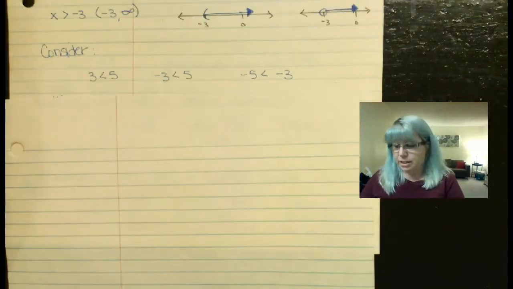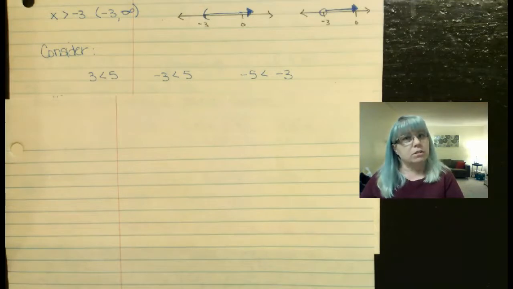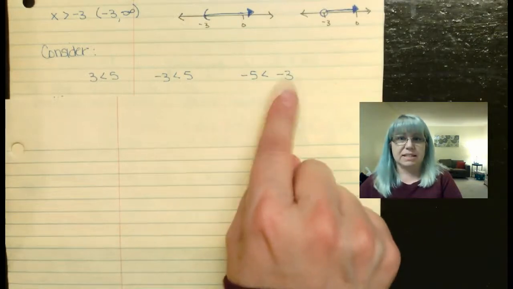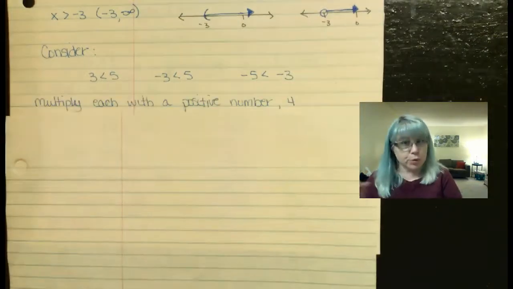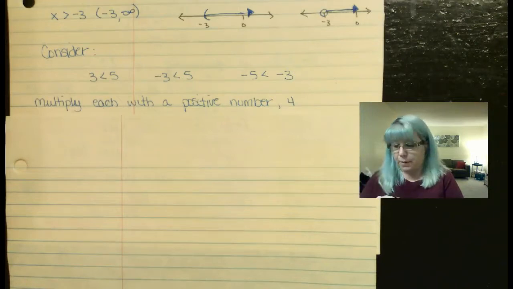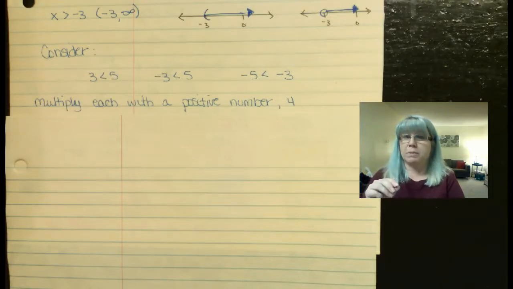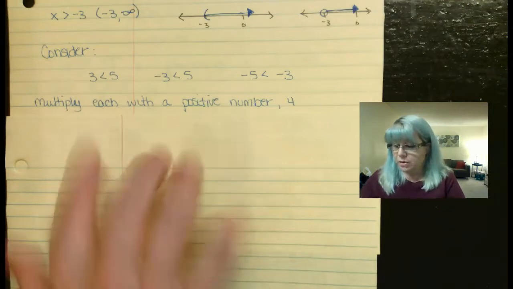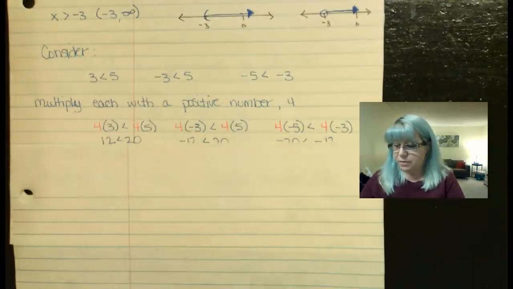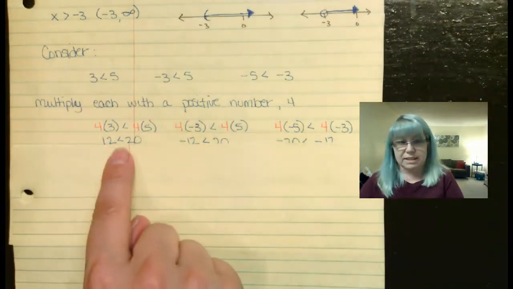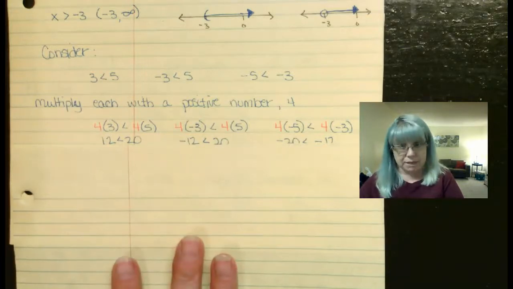Let's consider some inequalities with actual numbers. 3 is less than 5, negative 3 is less than 5, negative 5 is less than negative 3. They are all true statements as they are written right now. Now let's multiply each with a positive number, and we'll just pick 4 for simplicity. I have to multiply both the left-hand side and the right-hand side. So 4 times 3 is less than 4 times 5, well that would be 12 is less than 20, which is still a true statement.